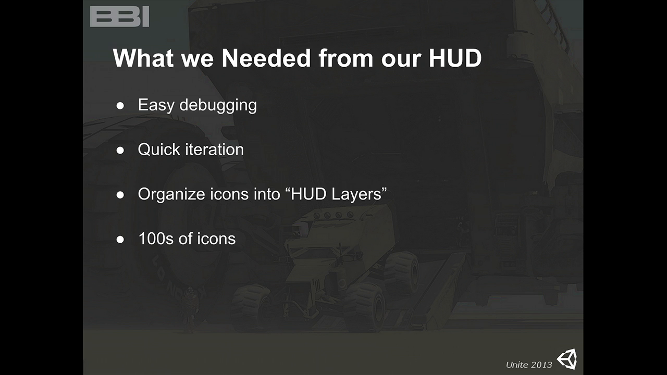So what we needed from our HUD is 4 basic things. We need to be able to easily debug the system without the programmer being there every second. We needed this information available at runtime, in the editor, and whenever we might need it. And then we needed to be able to quickly iterate on these things, being able to take whatever asset we needed. If somebody wanted to change the look of something, we need to be able to do it very quickly.